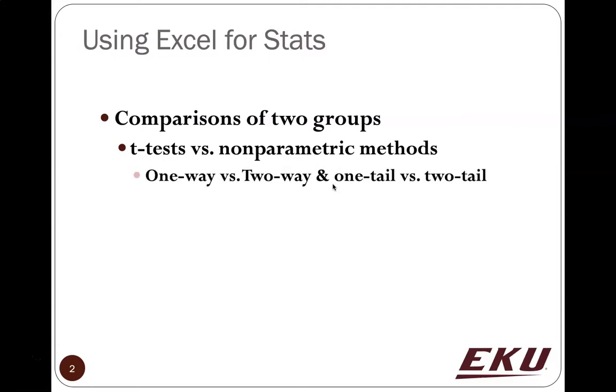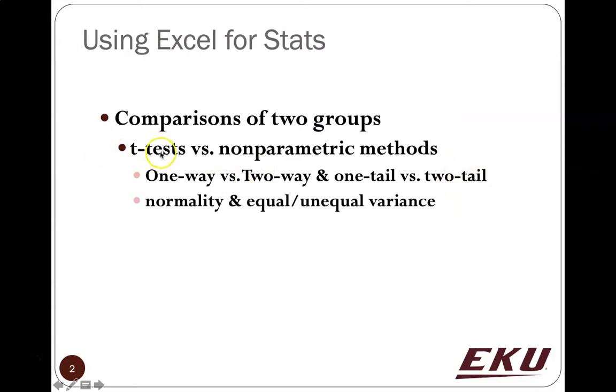We can use t-tests. We can do a one-sample test comparing against a known population mean. We can do two-sample tests where we're comparing two groups. We can do the one-sided or one-tailed test and two-sided or two-tailed tests. So we'll talk about those a little bit more later.